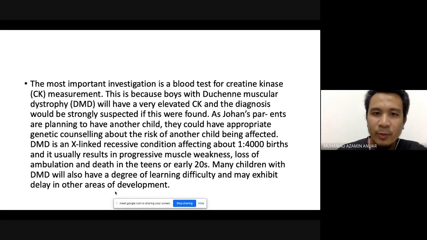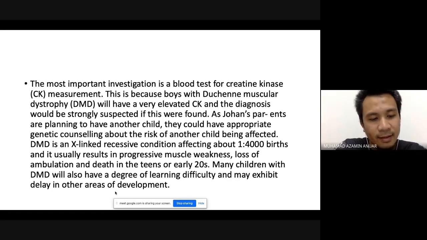So in this case, we'll do the CK. CK is normally high in muscular dystrophy, and because this is a boy, we are thinking about Duchenne. Duchenne normally has high CK. The reason they have high CK is that the muscles are persistently, daily, every moment inflamed and destroyed. So that's why the CK is high.